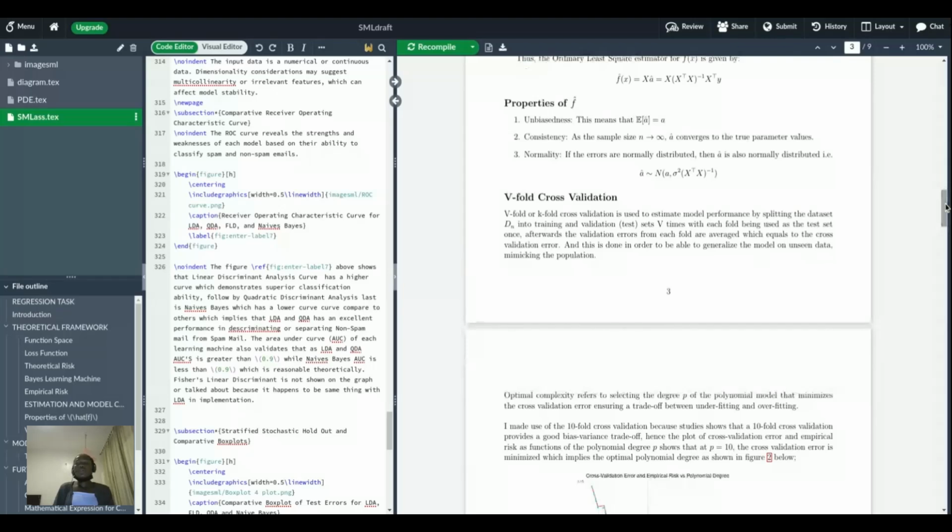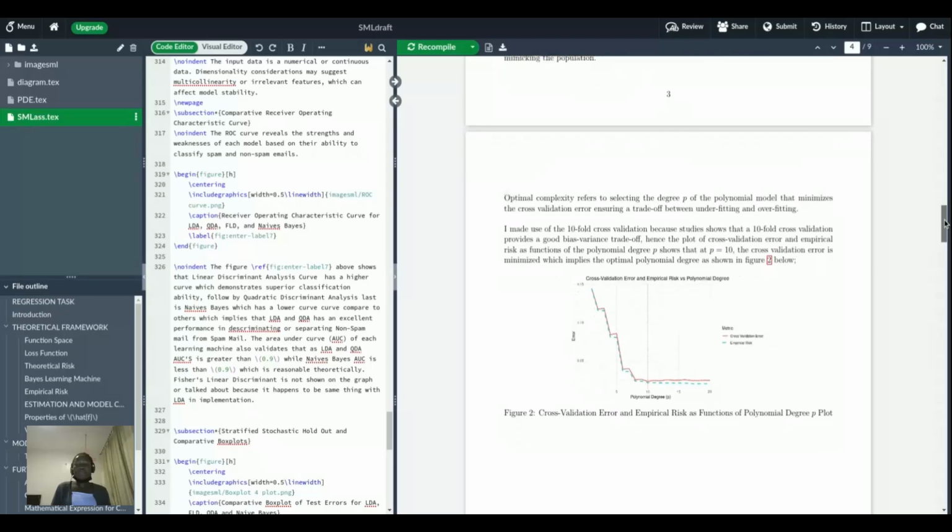Now moving on to estimating model performance using cross-validation. My data set was split into 10 folds, of which 9 folds, that is V minus 1 folds, will be used to train and the remaining one will be used to test. This will be repeated until each of the folds is used as a test data set, in order to be able to generalize my model on unseen data, mimicking the population.